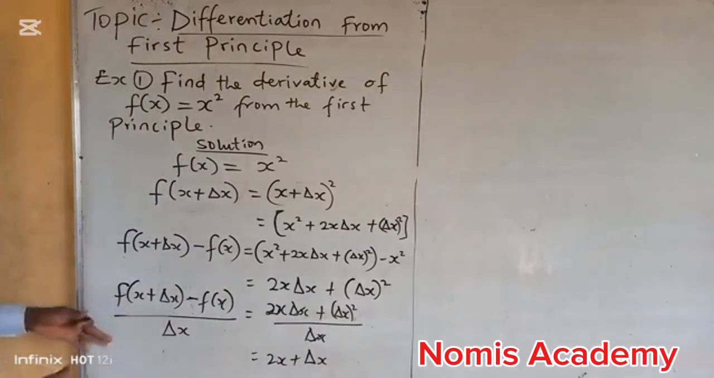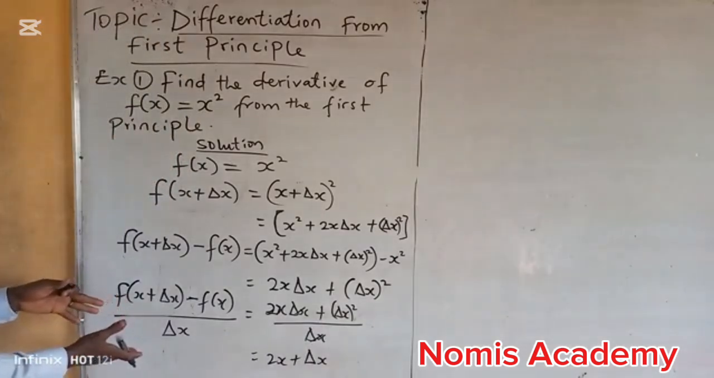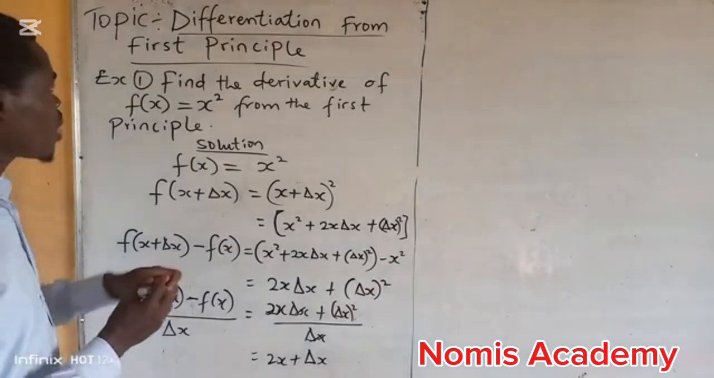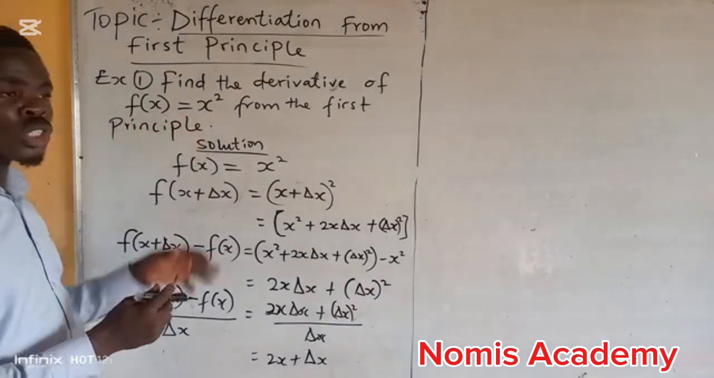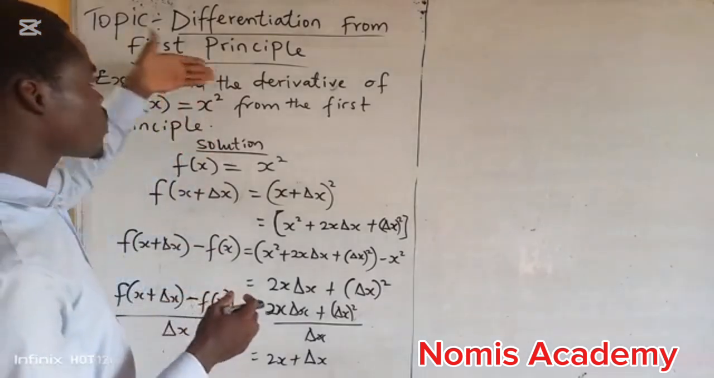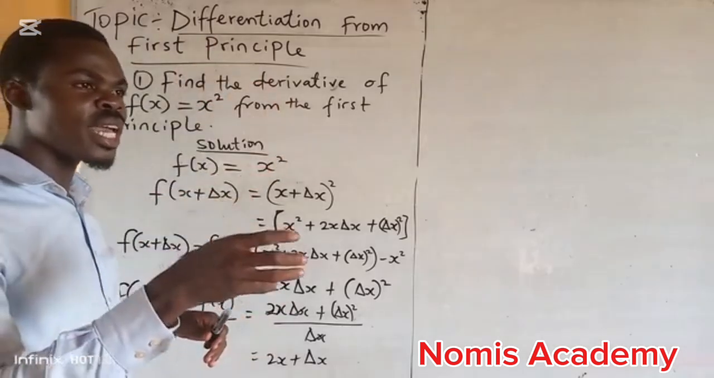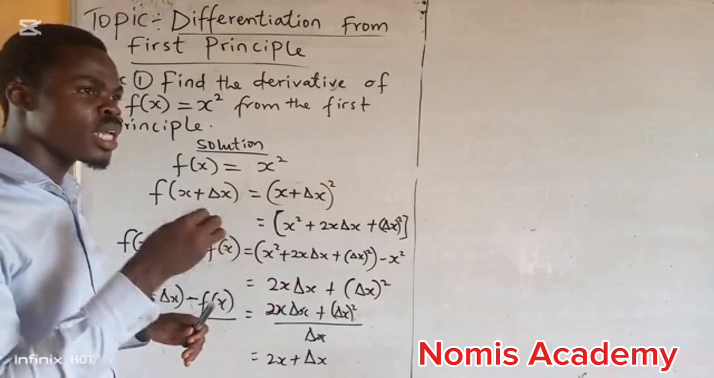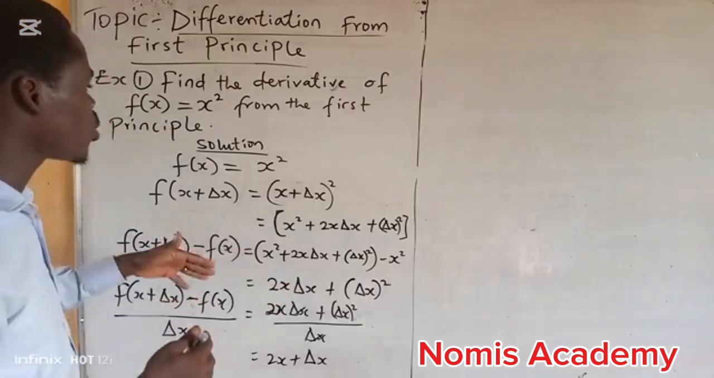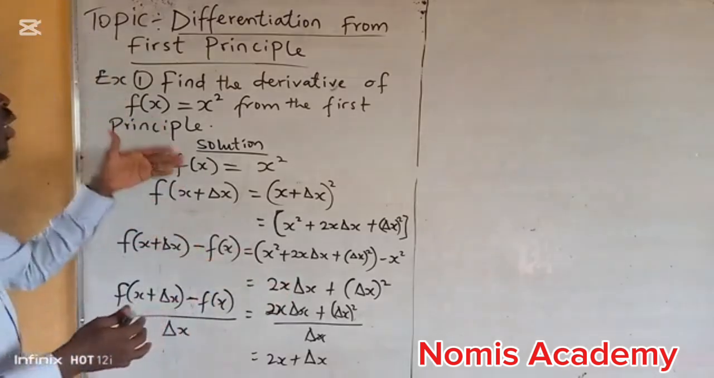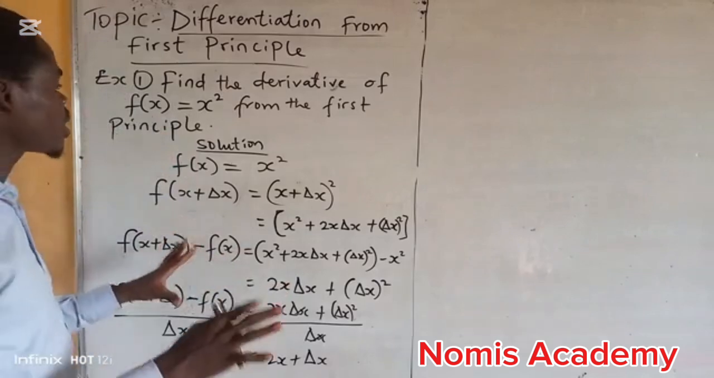At this point, we are going to take the limit of the function. Remember, I said whenever you are asked to find the derivative of a function from the first principle, what you are going to do, you always need to consider a limiting value. In that process, you are actually solving the differentiation from the first principle.